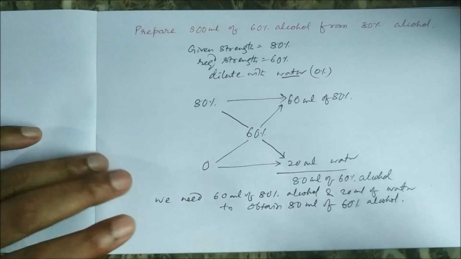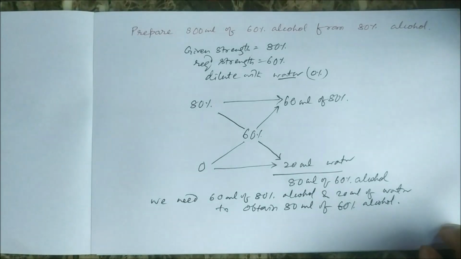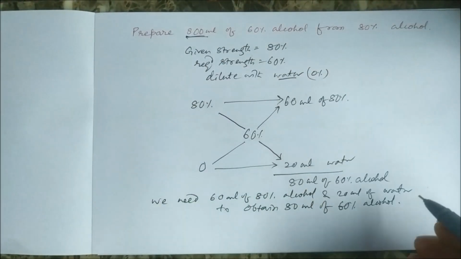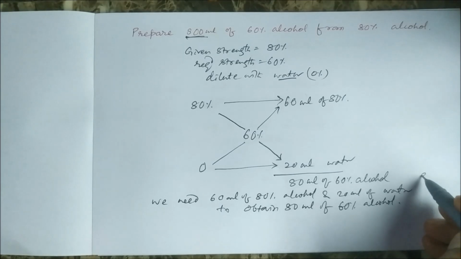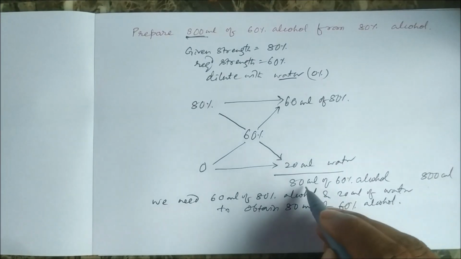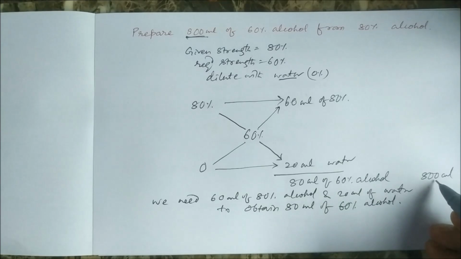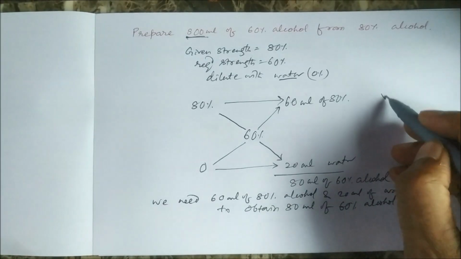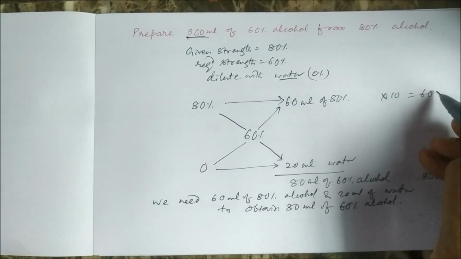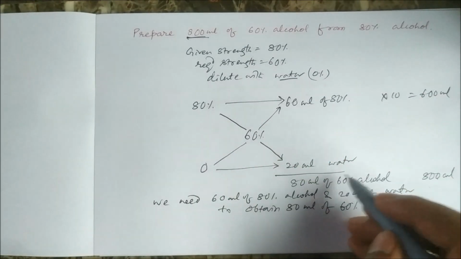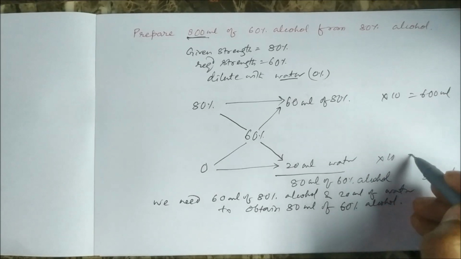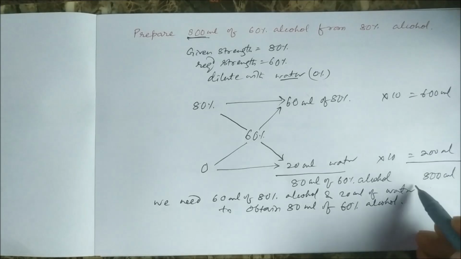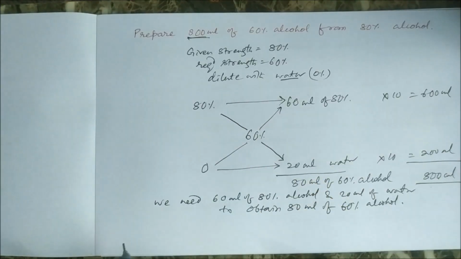From this we can calculate, and we want to produce 800 ml. So for 80 ml, 60 ml; for 800 ml, the factor is into 10, so 60 into 10, that is 600 ml of 80% alcohol, and into 10, 200 ml of water, we will get 800 ml of 60% alcohol.